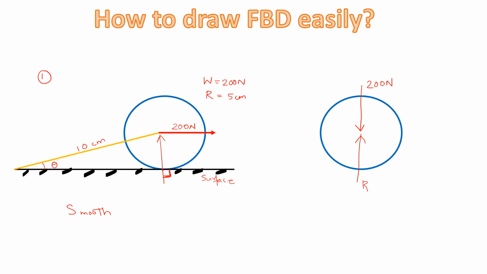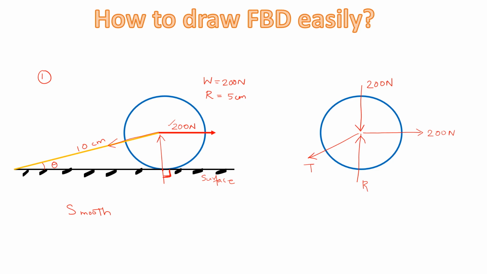Now let's consider any other forces which are given in the diagram. Here we can see a 200 Newton external force is given. So we can mark that force in this free body diagram as well, 200 Newton. And there will be a tensile force due to this string. There will be a tensile force through this string, so we need to mark it in the free body diagram. It will be like this. We can name that tensile force as T.